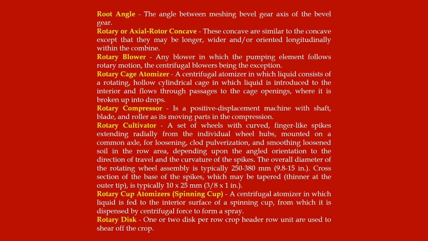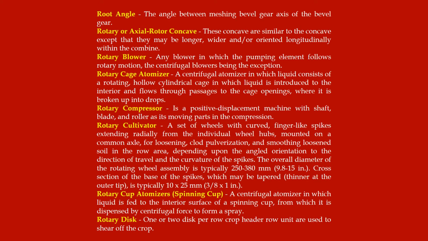Root angle: the angle between meshing bevel gear axis of the bevel gear. Rotary or axial rotor concave: these concaves are similar to the conventional concave except that they may be longer, wider and/or oriented longitudinally within the combine. Rotary blower: any blower in which the pumping element follows rotary motion, the centrifugal blowers being the exception. Rotary cage atomizer: a centrifugal atomizer consisting of a rotating, hollow cylindrical cage in which liquid is introduced to the interior and flows through passages to the cage openings, where it is broken up into drops.